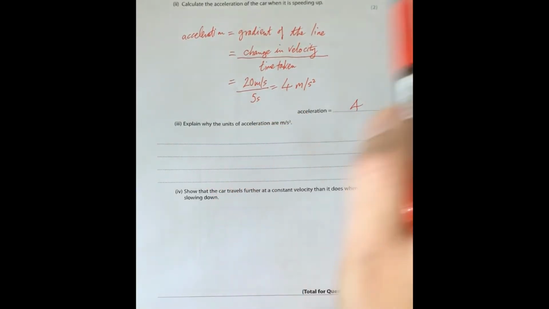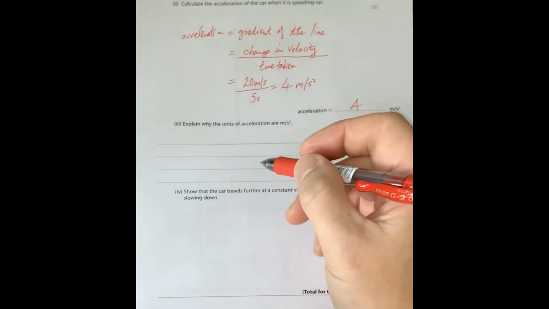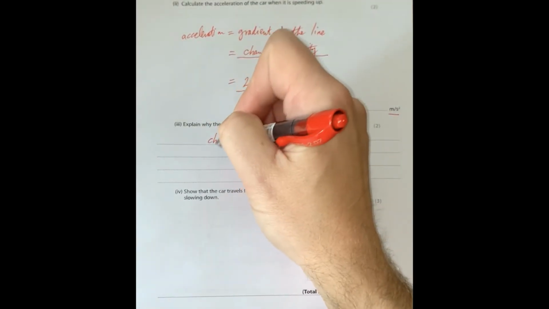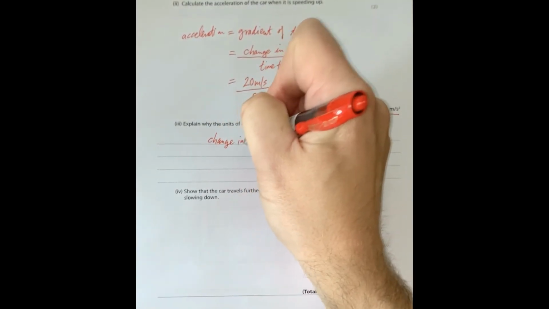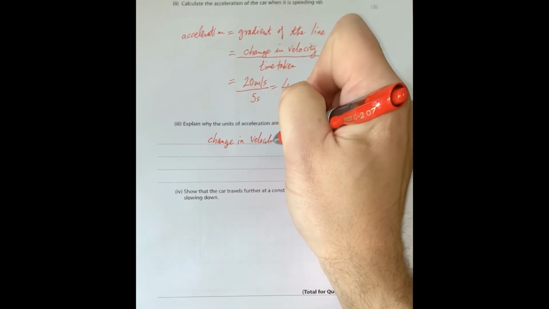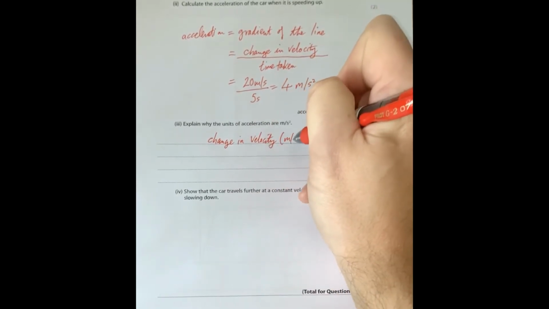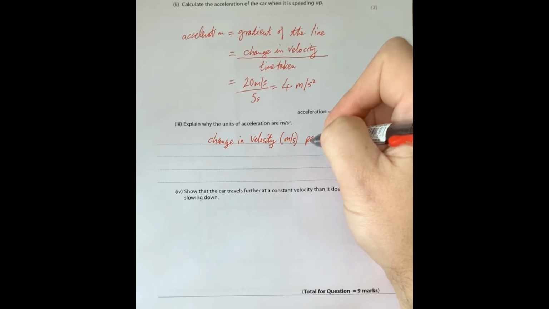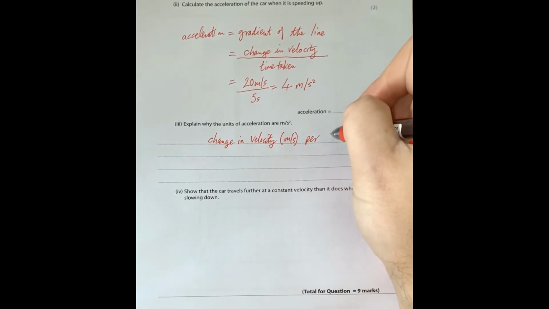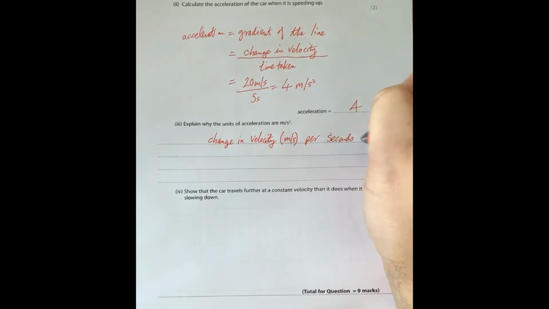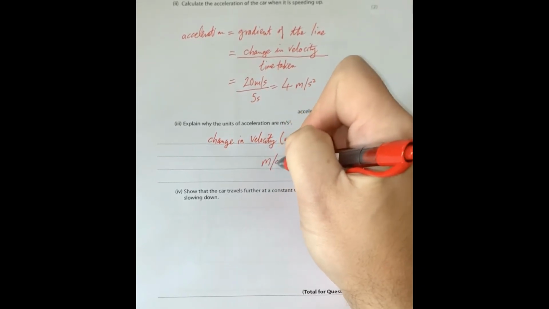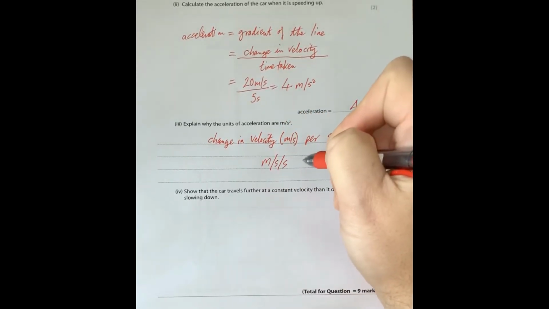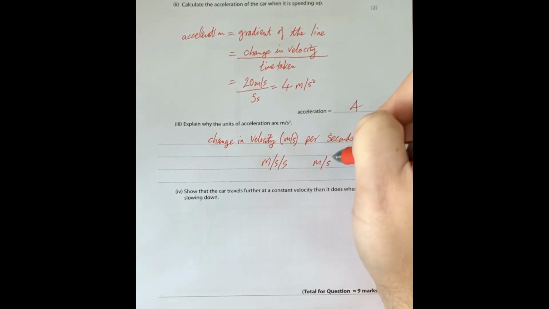Explain why the unit of acceleration is the meter per second squared. Well, it's a change in velocity, which is in meters per second, and then that is divided by time in seconds, so per second again. So you could write it out as meters per second per second, and mathematically that just means meters per second squared.